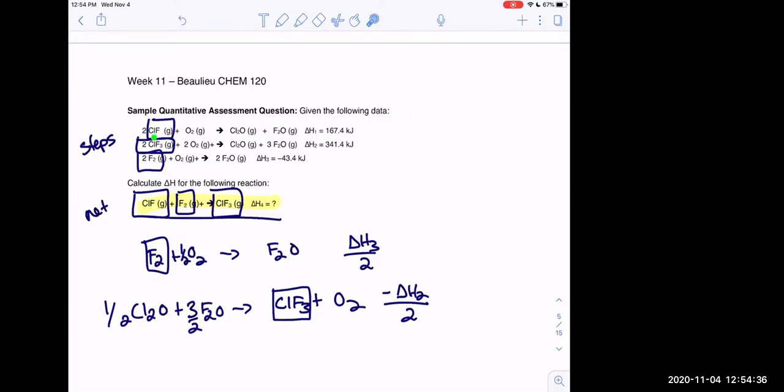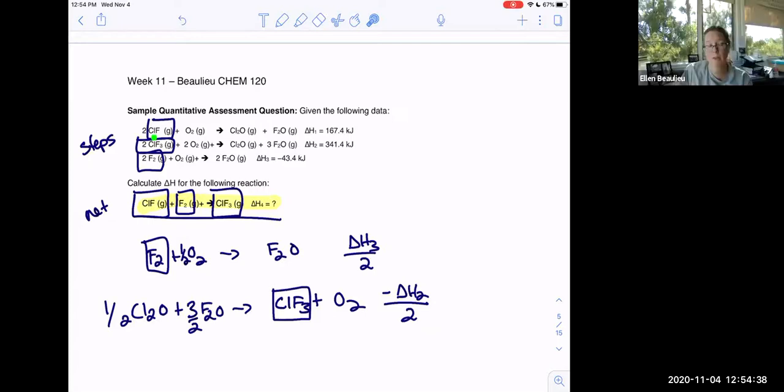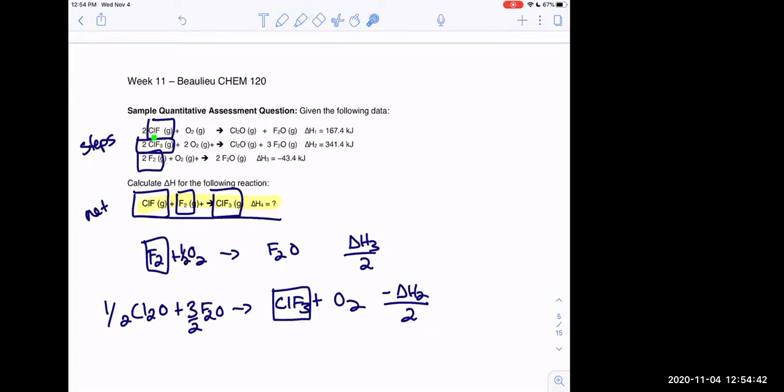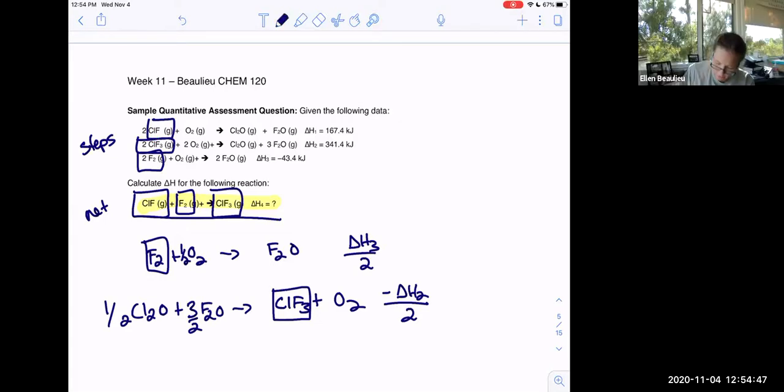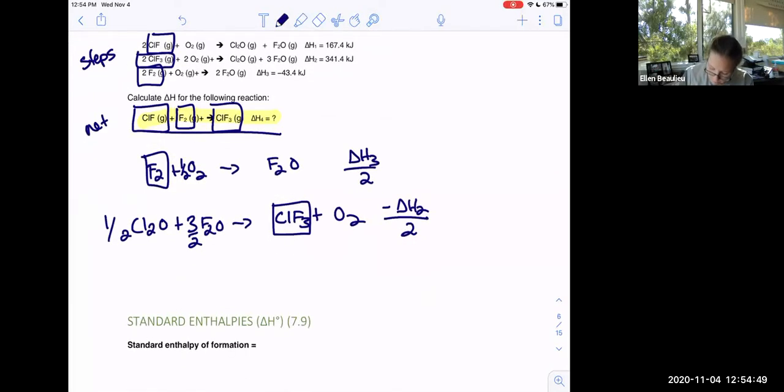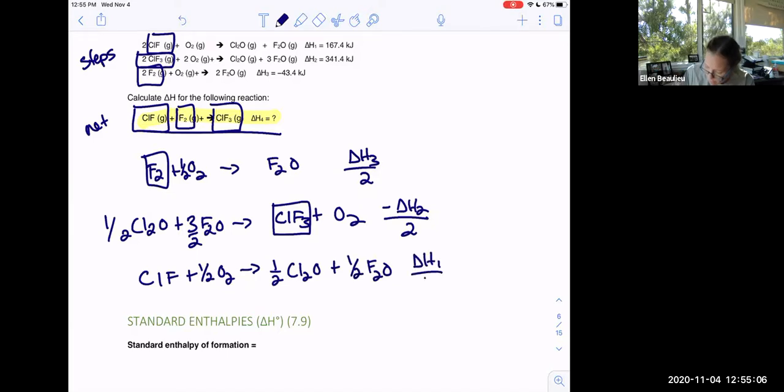So what do I got to do, Evan? I've got to scale it by what? 1/2. Yeah, okay. So I'm going to scale it by half. So ClF plus half an oxygen yields half Cl2O plus half F2O. So if I halved it, I've also got to take delta H1 and divide it by 2.